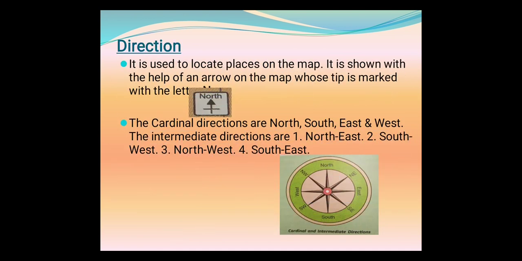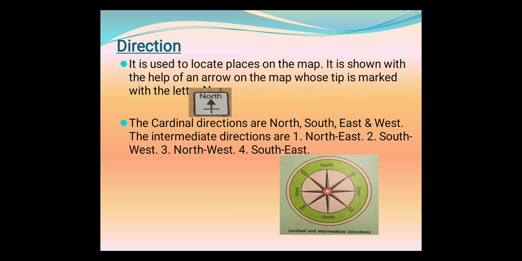The next element is direction. It is used to locate places on the map and always shown with the help of an arrow on the map whose tip is marked with the letter N. There are 4 main directions. Those are north, south, east and west. These are called cardinal directions.